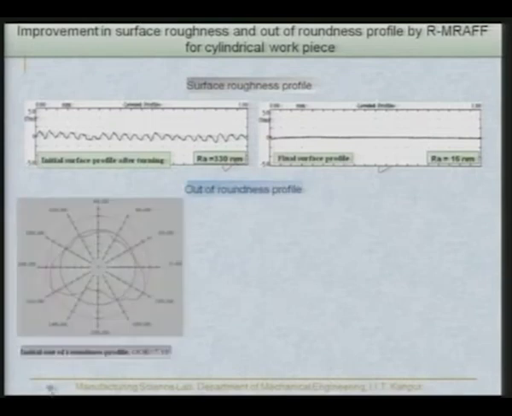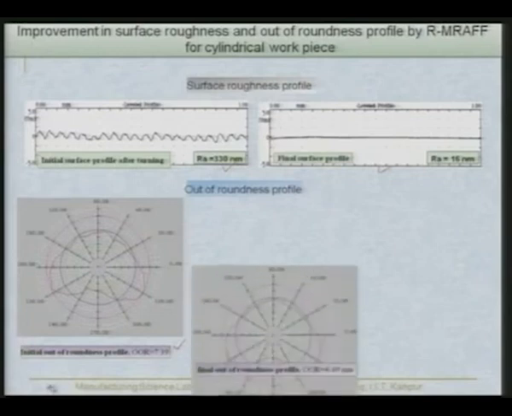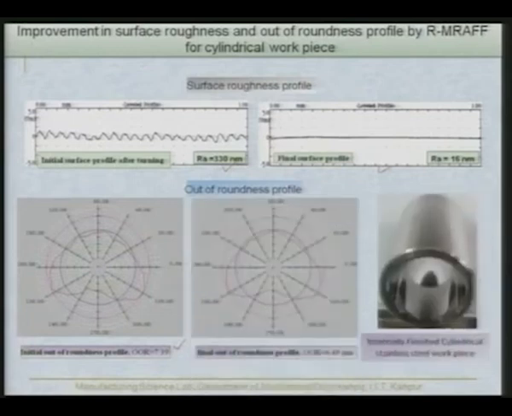We also try to find out of roundness measurement, because it is not only the surface finish of cylindrical workpiece which makes a difference, but out of roundness is also equally important, and in certain applications it becomes more important. So, we try to measure this, and initial out of roundness was 7.39 micrometer. Then after finishing we found that it reduced to 6.49.